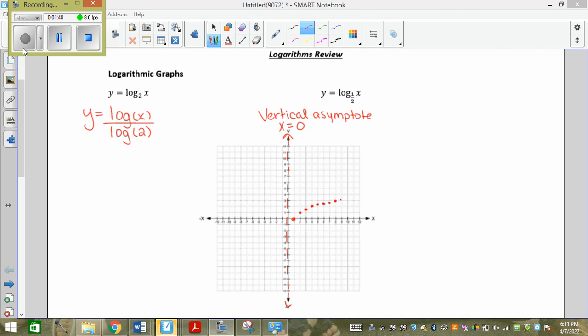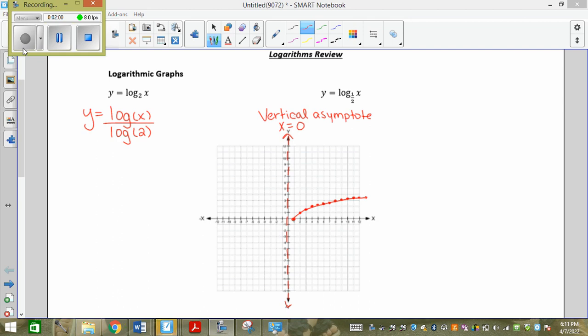9 and 3.1. 10 and 3.3. 11 and 3.4. 12 and 3.5. Now these ones are easy to connect, but then people just go and draw a random thing.